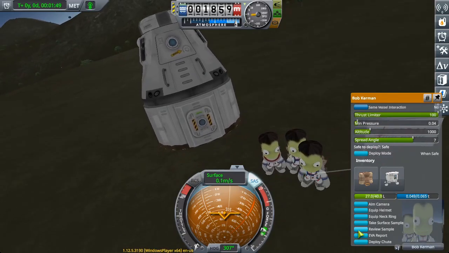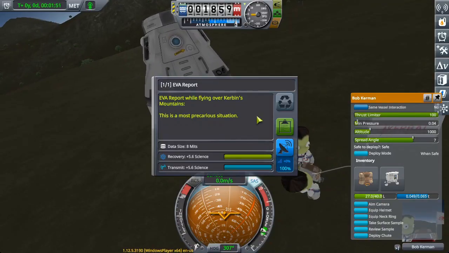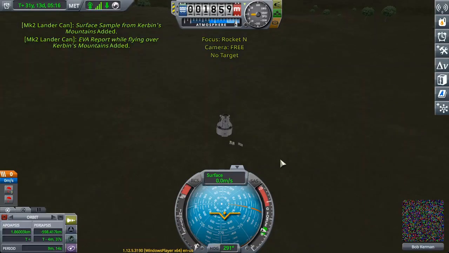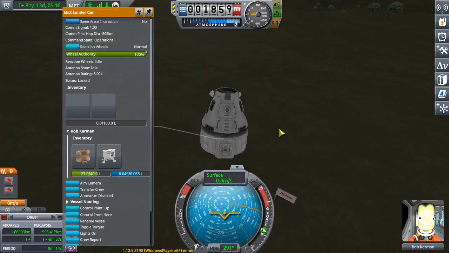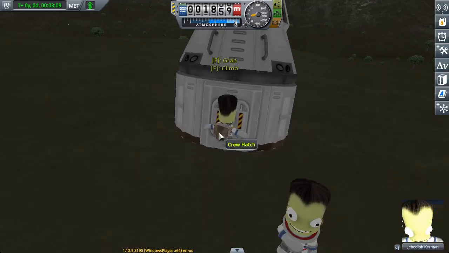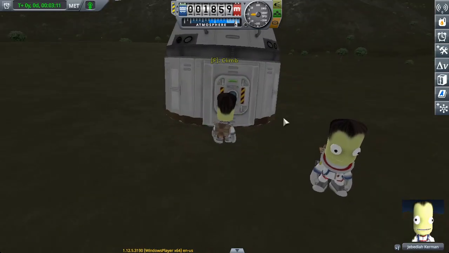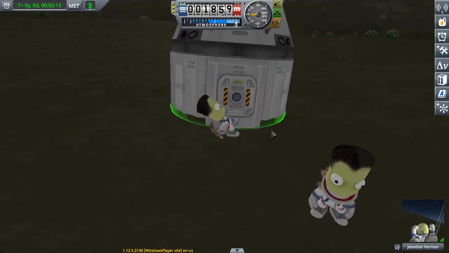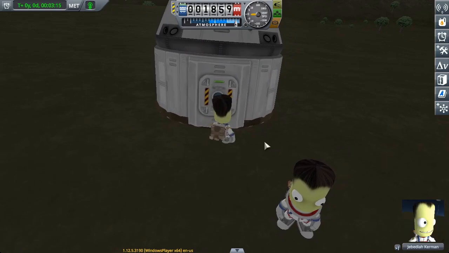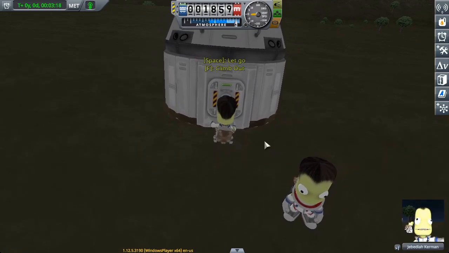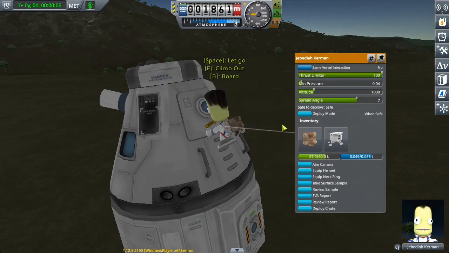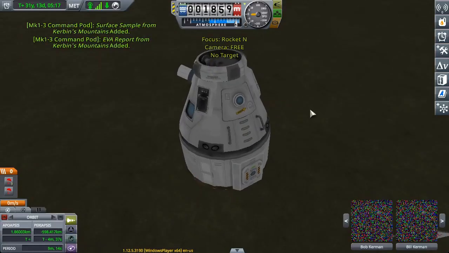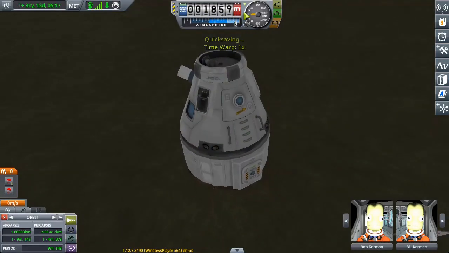Wait, so what if I do an EVA report while flying? Yeah, flying over Kerbal Mountains. If I did a crew report... Yes. Whoops. Bro. This is the wrong button. Oh my gosh. F grab. Board. I'm just gonna take surface sample. Then EVA report. Board. And then yeah, let's do this. Recover vessel.